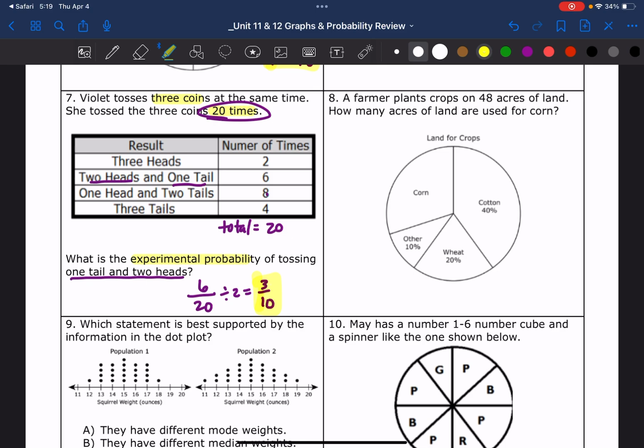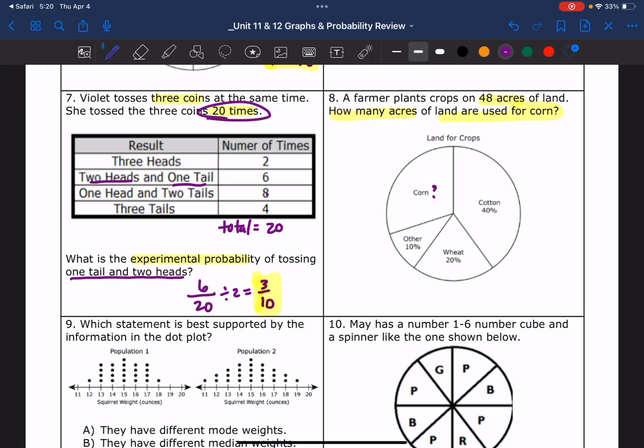All right, let's take a look at number 8. Number 8 is from Unit 11, talking about data analysis, okay? So a farmer plants crops on 48 acres of land. How many acres of land are used for corn? So if we look at this circle graph, I see that it has cotton 40%, wheat 20%, other is 10%, but I don't have corn.